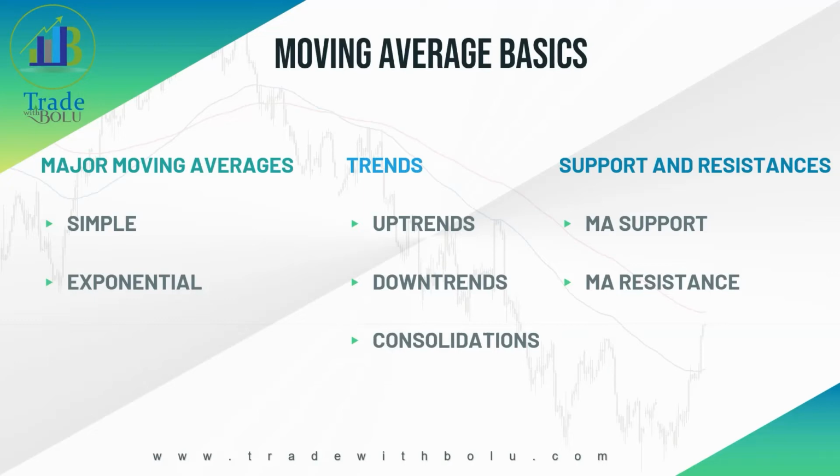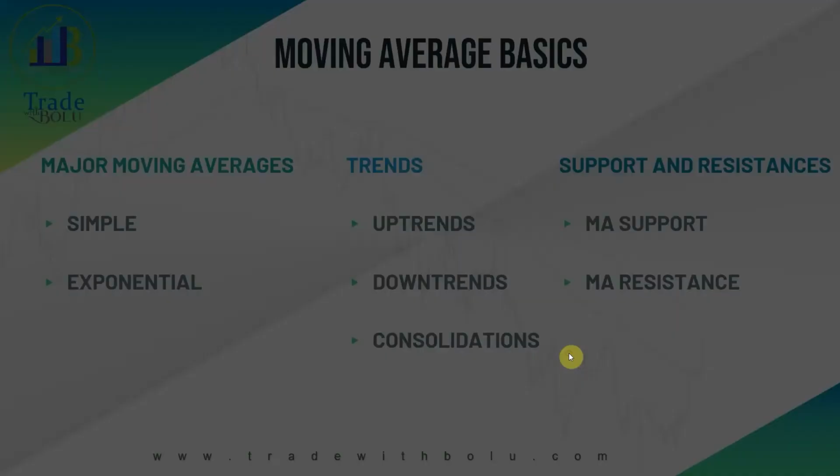So these are the basics of moving averages. You have the simple moving average and the exponential, which are the major ones that we're going to be considering in this moving average course. In terms of trends, as usual, you have the uptrend, downtrends, and consolidations. It happens everywhere, even using moving average indicators. Then we have supports and resistances. We just call them MA supports and MA resistances. Nobody wants to say moving average all the time. So these are the basics of moving averages that you need to know in this course.